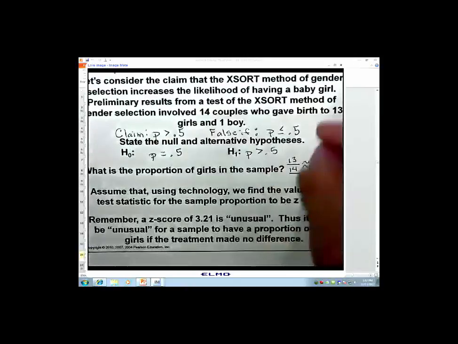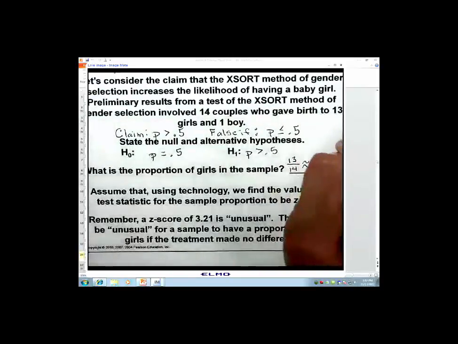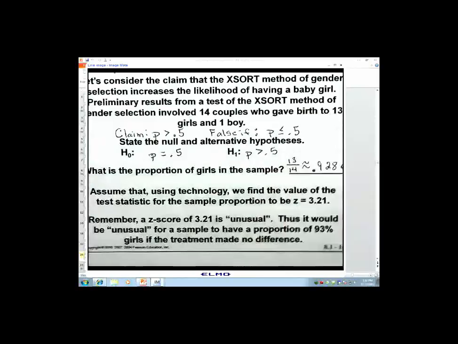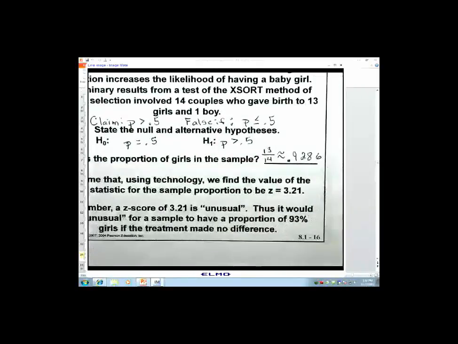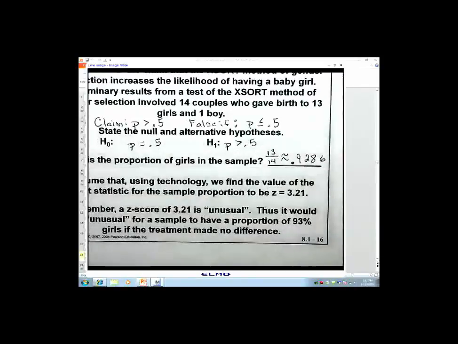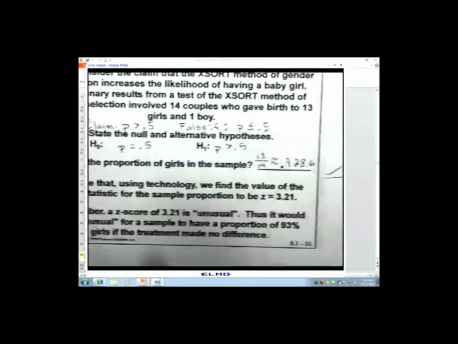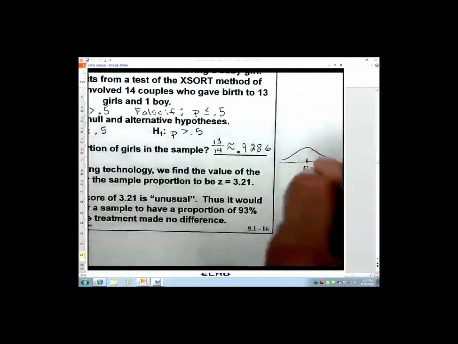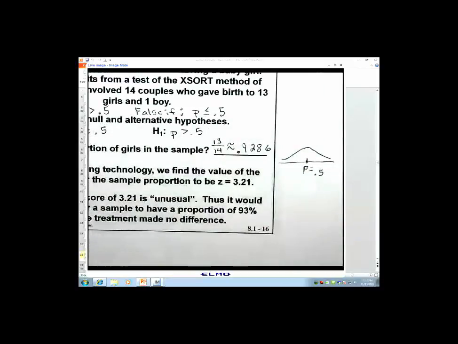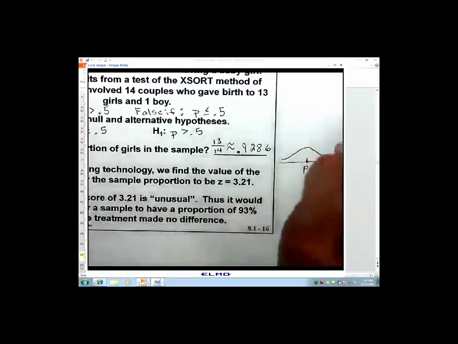Okay, did I understand you correctly? Okay. This sample was almost 93% girls. That's way more than you would expect by chance. The mean, without any kind of procedure, would be 0.5. And in this sample, the mean is way out here at 0.9286.